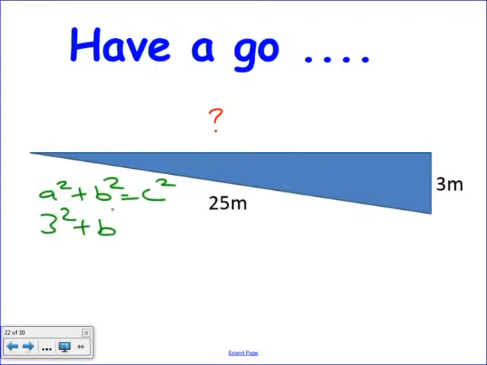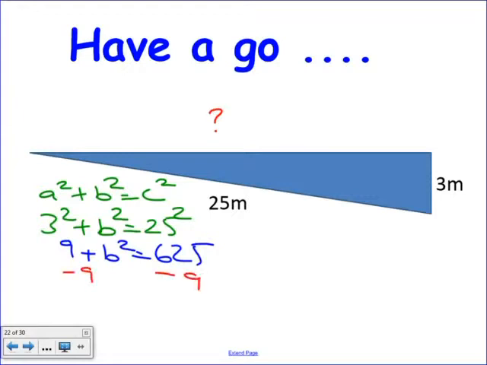9 plus B squared equals 25 squared. Excellent. So that's substitution. We've now put in what we know from our diagram. 9 plus B squared equals 625. Good, so we've multiplied everything out. Minus 9 from both sides. So I've just got B squared over here and 616.